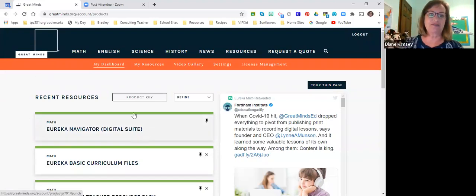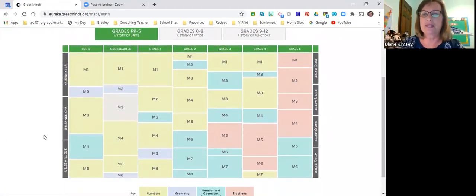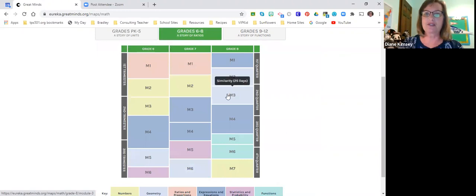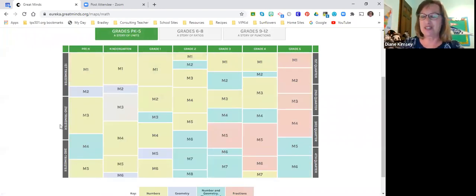The part that I like to focus on is right here, called the Eureka Navigator. This is your entire Eureka book. So let's go ahead and bring it up. This is your entire math book. As I shared yesterday, this Navigator page right here shows you everything from pre-K all the way to grade 5. We can switch over here to 6th, 7th, and 8th grade math, and also up to the high school, so the 9, 10, 11, 12, the really scary stuff. All right, so let's go back to the pre-K through 5th grade. This is where we will be.